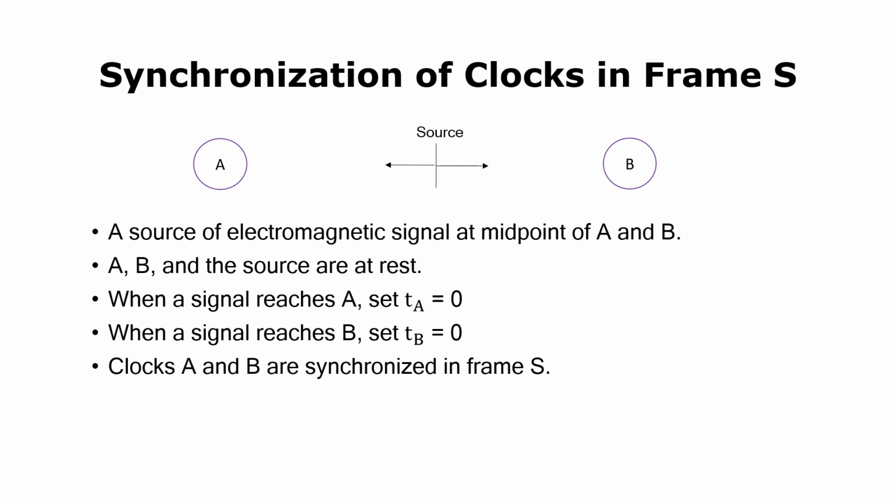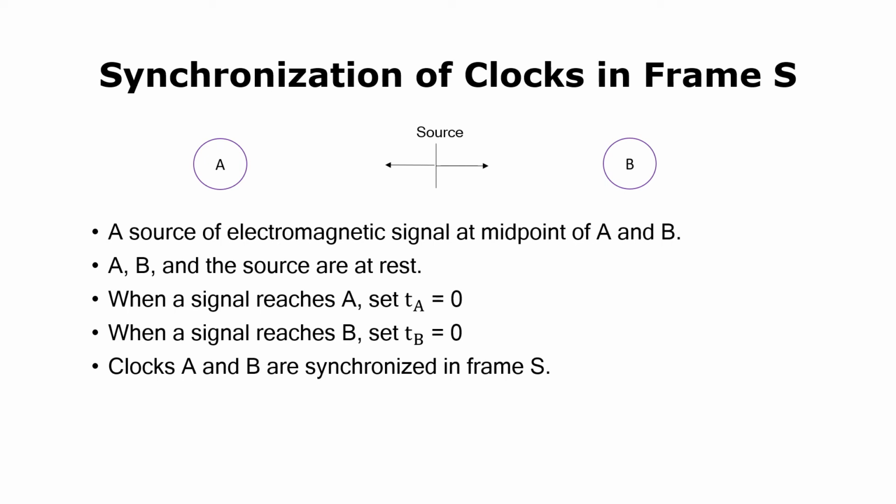A question can be asked. When clocks A and B are synchronized in frame S, then why are they not synchronized in frame S prime? At event 1, S sets clock B's reading to 0. But why will S prime say that clock B's reading is not 0? To understand this, let us see how we synchronize clocks.